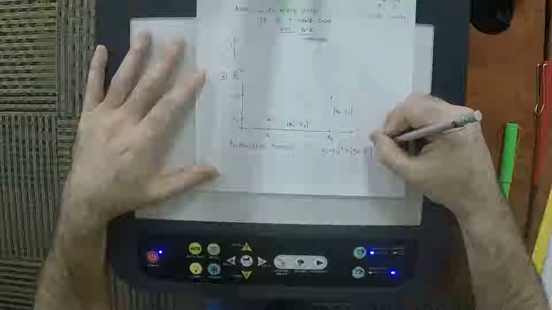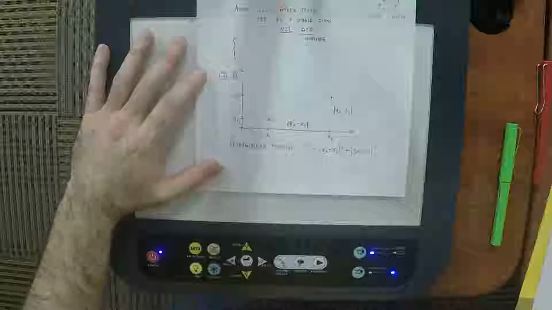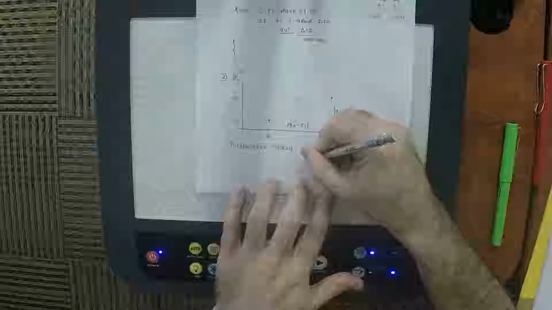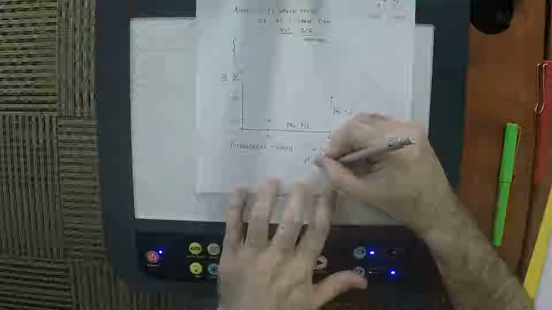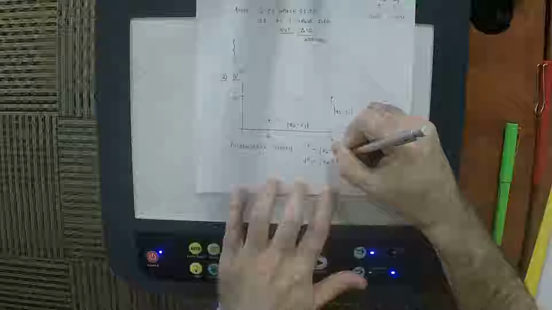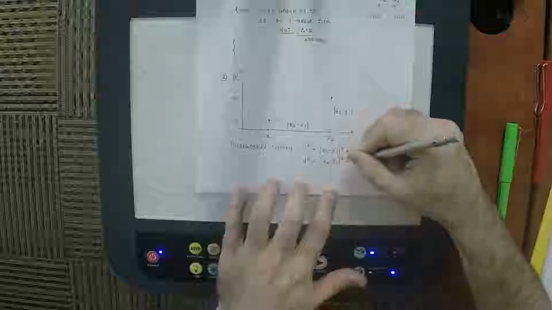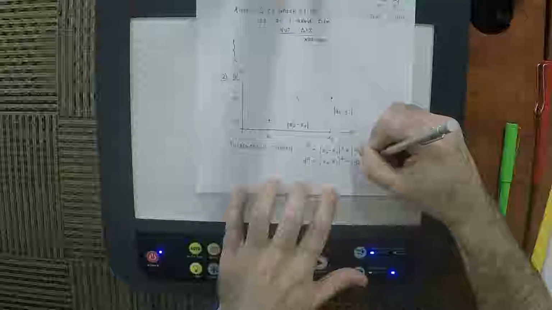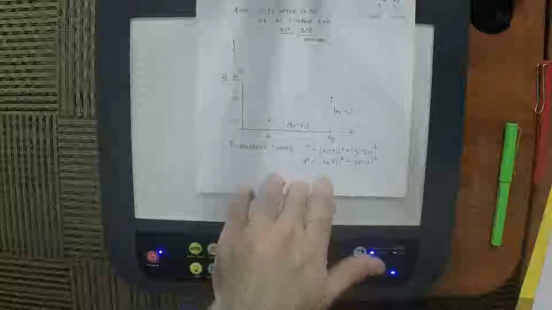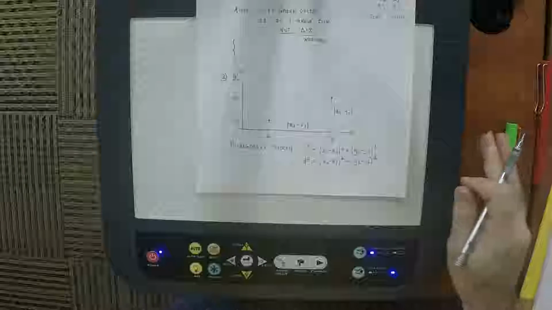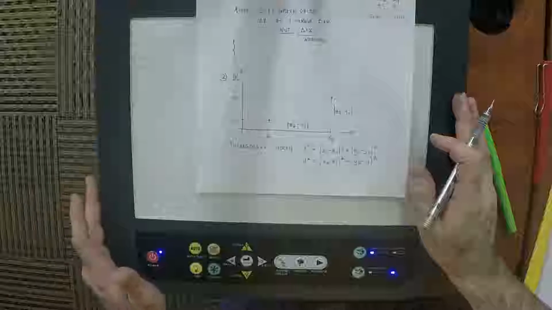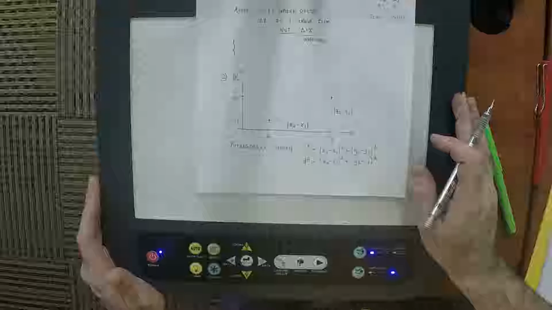I'm going to make a minor simplification. I'm going to say that d squared is equal to (x2 minus x1) squared plus (y2 minus y1) squared. So this modification I made is I dropped the absolute value. Is that a permissible thing to have done? Seems like it is.